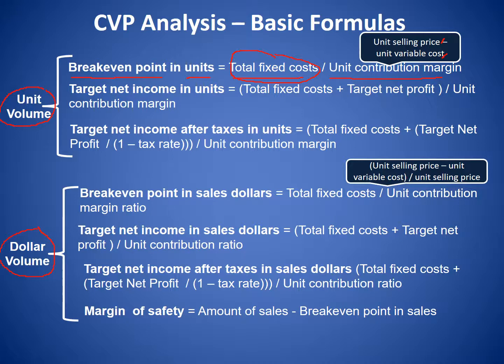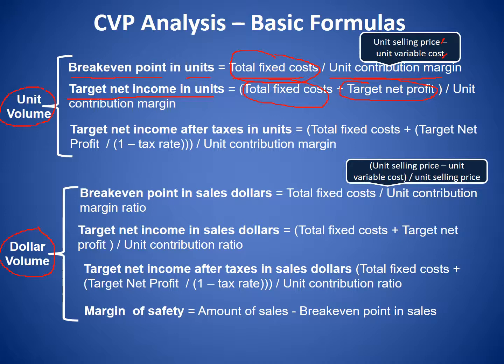Now we're going to do what we call target net income in units. So what we do is we start out with the break-even point formula, which is our total fixed costs. We'll see later on they're divided by unit contribution margin, but before we do that, we take our total fixed cost plus we add in our target net profit. In other words, the net profit that we want to make after our fixed costs.